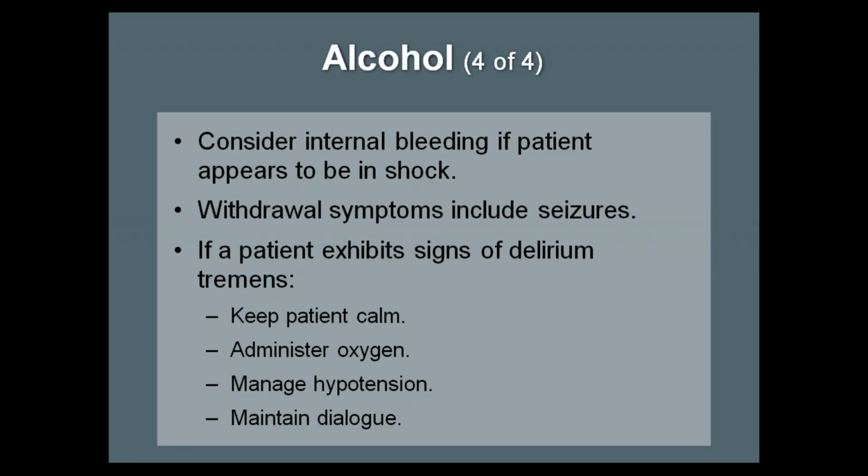Consider internal bleeding. A patient appears to be in shock. So why? Anybody know enough about alcoholism to know where you'd be bleeding? Where? Even like abdominal. Oh yeah, you get varices. Yeah, so esophageal varices can be common in these patients because they're constantly drinking and it's constantly eating away at their esophagus, and the veins that are running right along with your esophagus can be damaged.